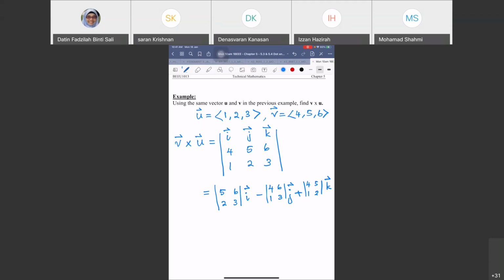Then you compute your determinants correctly. Basically, you multiply your main diagonal first: 5 times 3 minus 6 times 2. This is for the i. Followed by minus, then 3 times 4, main diagonal, minus 1 times 6 for the j. And then plus, main diagonal, 4 times 2 minus 1 times 5. This is for the k.